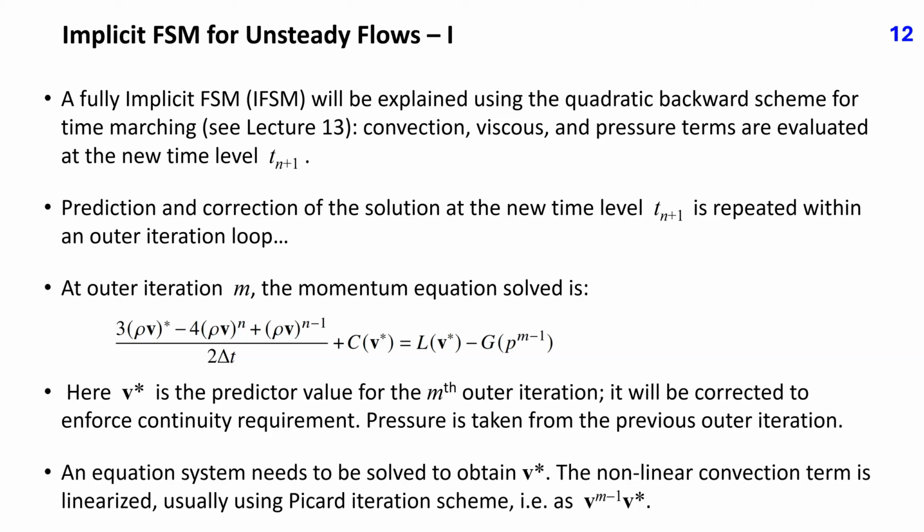At outer iteration m, the following form of the momentum equation is solved. Here, V* is the predictor value for the m-th outer iteration. It will be corrected to enforce the continuity requirement so that V^m is divergence free. Pressure is taken from the previous outer iteration. An equation system needs to be solved to obtain V*. The nonlinear convection term is linearized, usually using the Picard iteration scheme, that is, as V^(m-1) times V*.